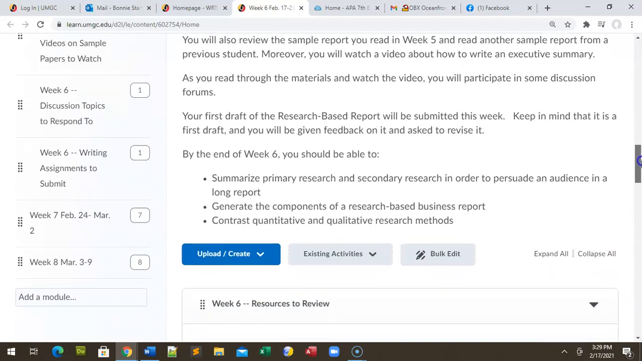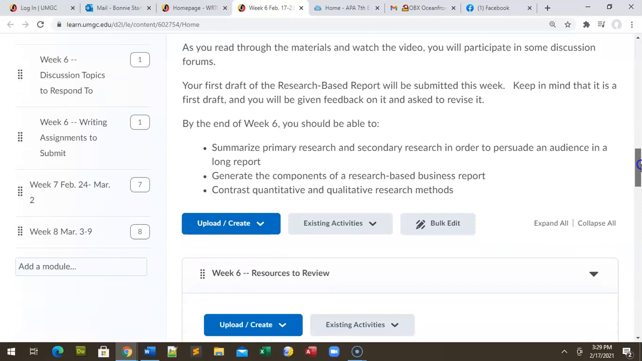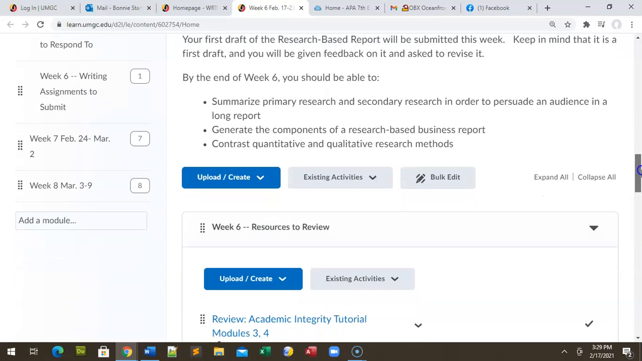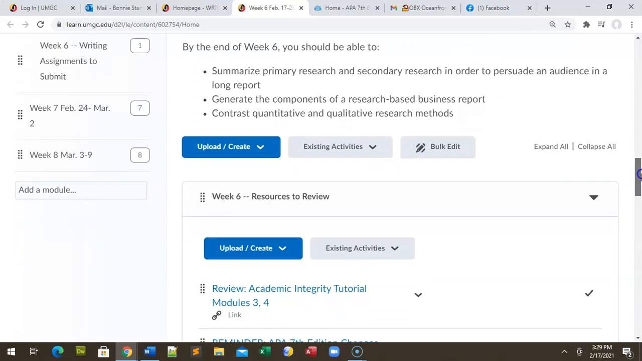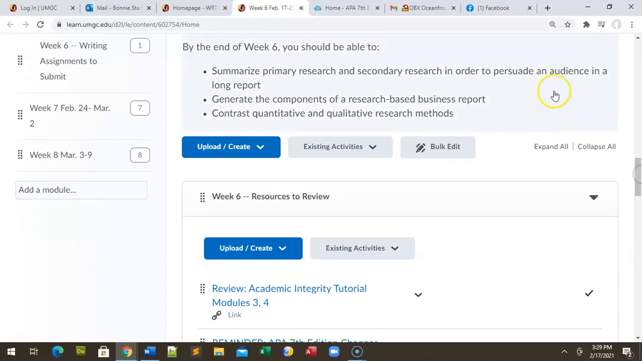We'll be looking at the sample report before the end of the class. Your first draft of this paper will be submitted this week. Keep in mind it is your first draft. Get it to me by the 21st. This week you'll learn to summarize primary and secondary research in order to persuade an audience.